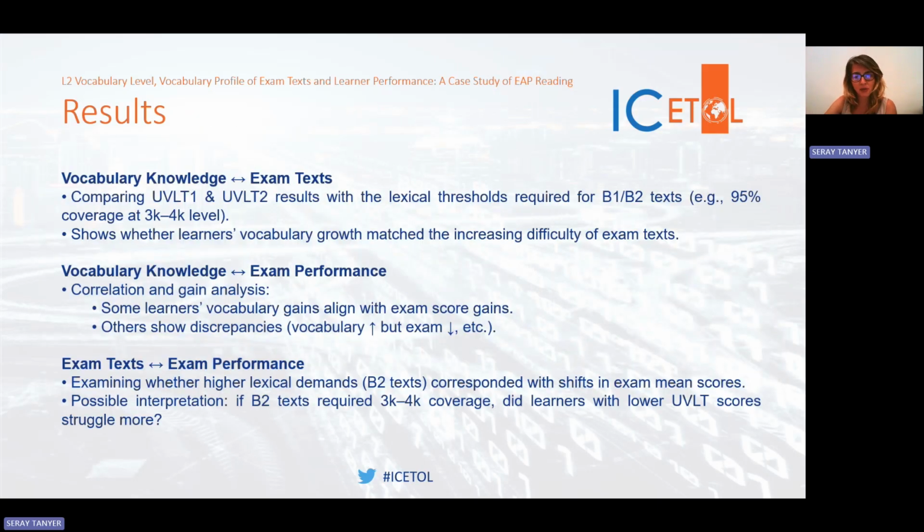So this study compared 3 interrelated dimensions: learners' receptive vocabulary knowledge, the lexical demands of exam texts, and learners' reading exam performance. The updated vocabulary level test results demonstrated measurable vocabulary growth between the first and second administrations, while the vocabulary profiling of exam texts showed that B1 texts required knowledge of up to the 3,000 word level for adequate comprehension, and B2 texts required knowledge of 3,000 and 4,000 word families.